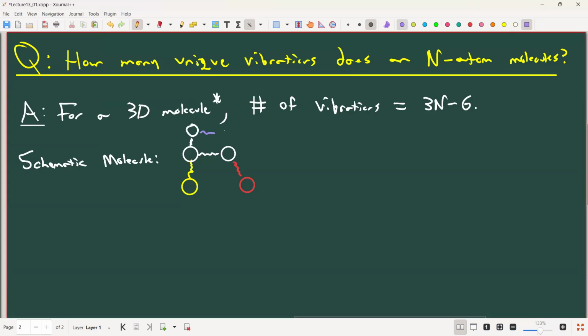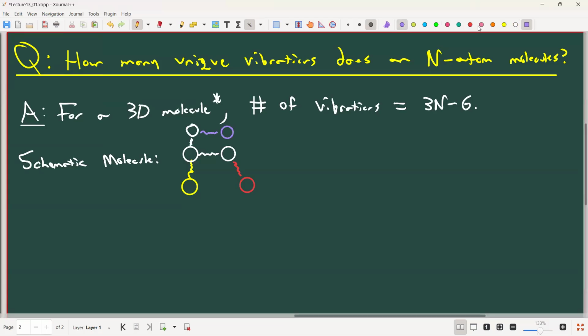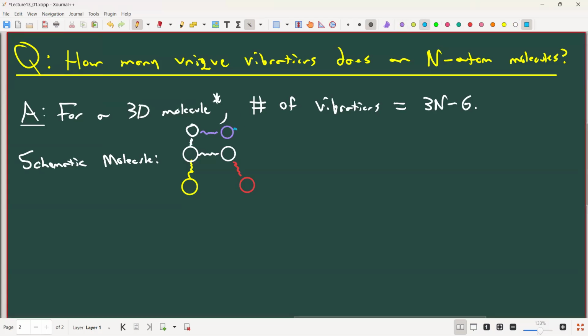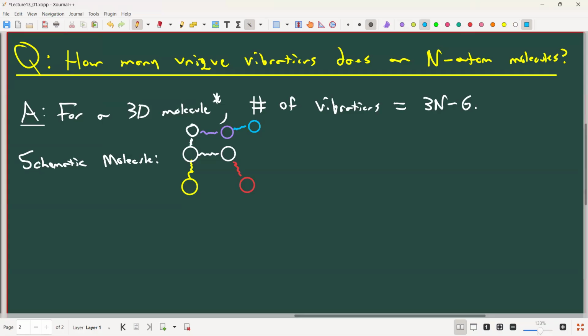Right? It doesn't matter what it looks like. Maybe we've got something that looks like this. Okay. And I've color coded them for no particular reason, other than to identify them in a second. Right. And so let's think again about identifying the vibrations in this system.